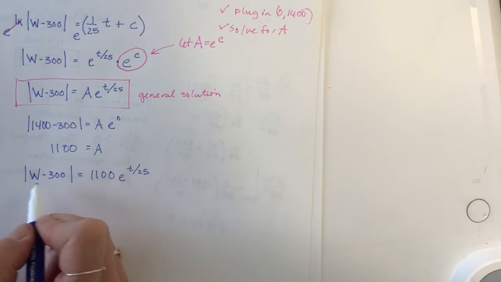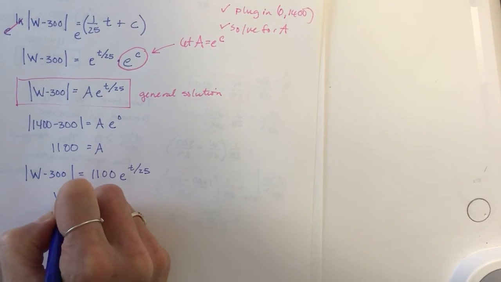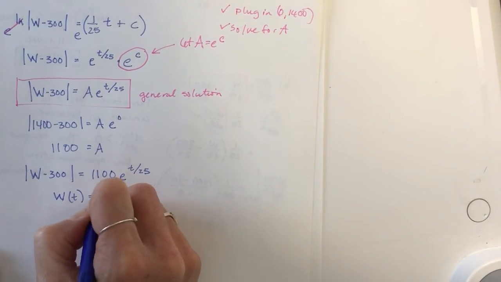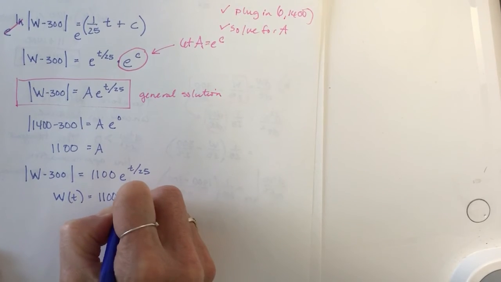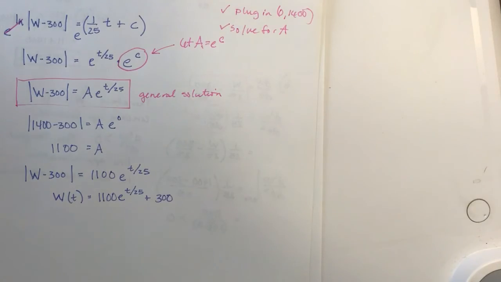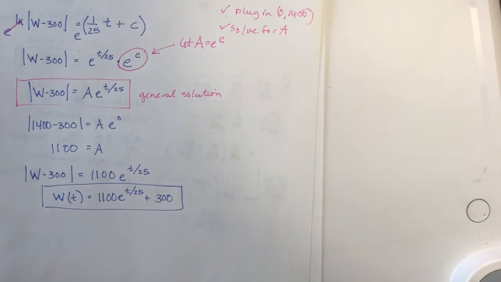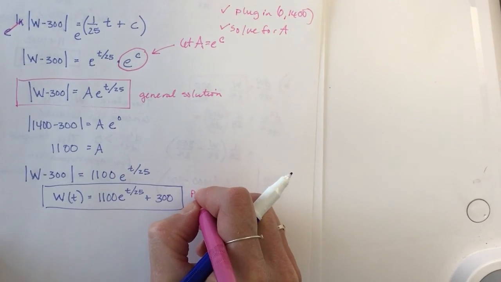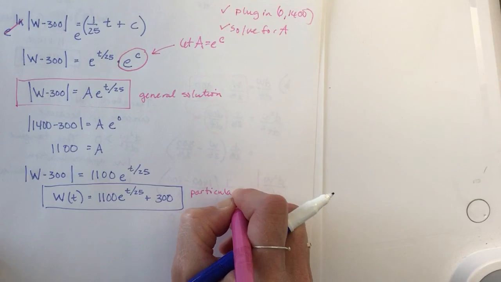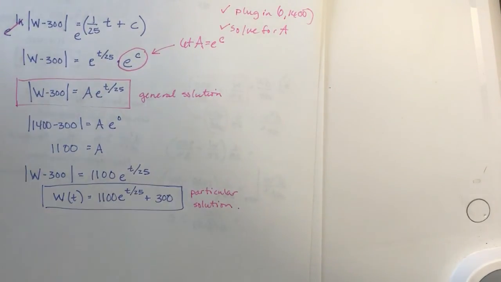So we can drop this absolute value and add the 300 over. So w of t is 1100 e to the t over 25 plus 300. And certainly if we plug in 0, we do get 1400. So there's our answer, our particular solution. I should use the same words as they do, particular solution. And you're done.